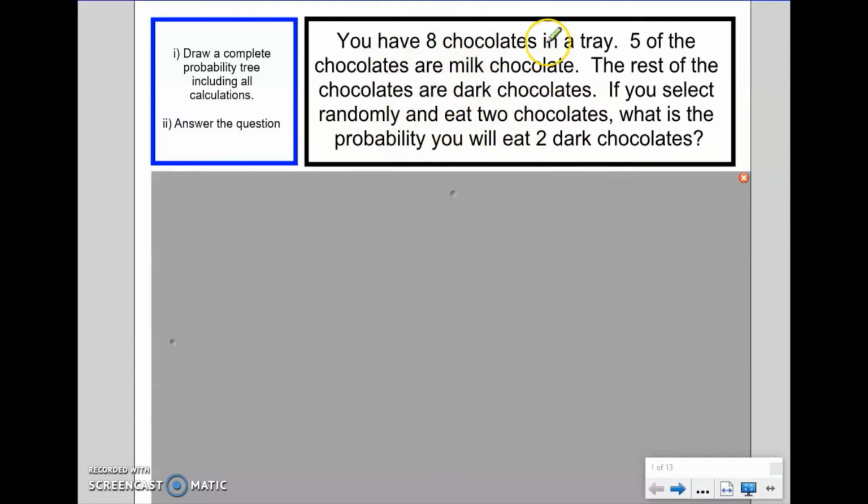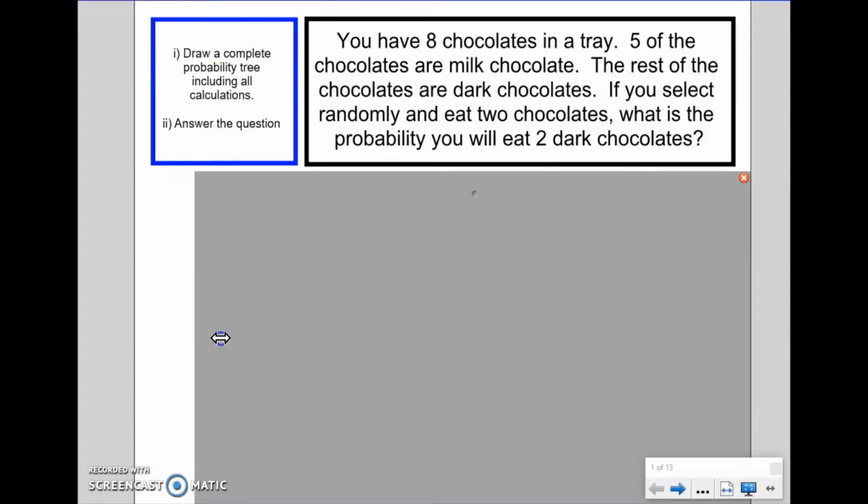Here's a very typical question. You have 8 chocolates in a tray. 5 of the chocolates are milk chocolate. The rest of the chocolates are dark chocolate. If you select randomly and eat 2 chocolates, what is the probability that you will eat 2 dark chocolates? And we're being asked to complete a probability tree including all the calculations.